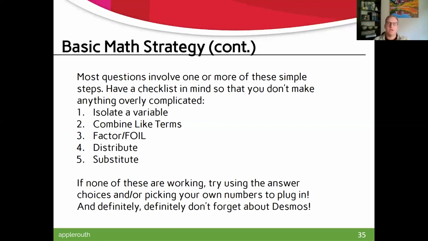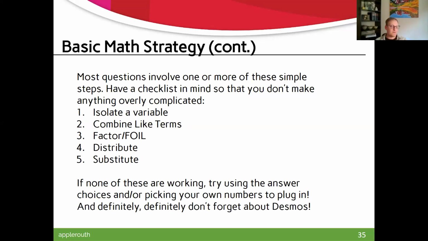And then I added this as well because I still want people to think about basic math strategy. It's just we can avoid it a lot of times by plugging it into the calculator. But algebra rules still apply, right? So if you have this checklist in mind, can I isolate a variable? Am I just trying to move something to another side? Combining like terms is in most questions.